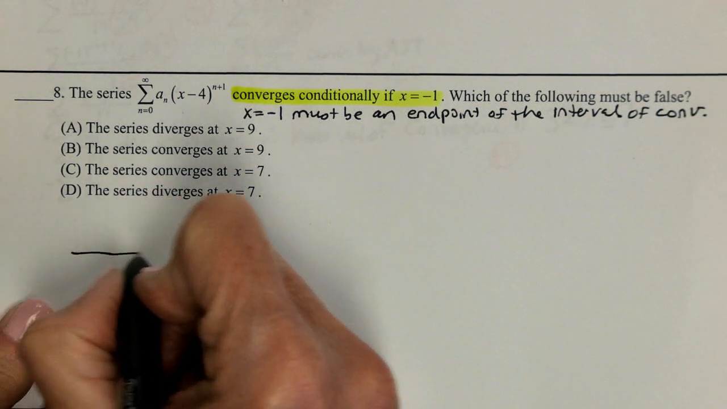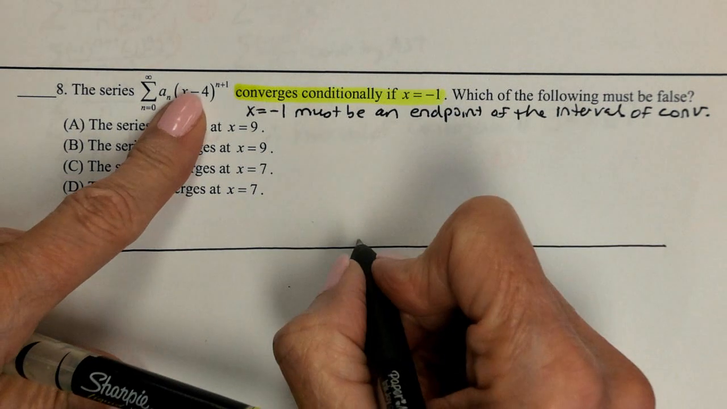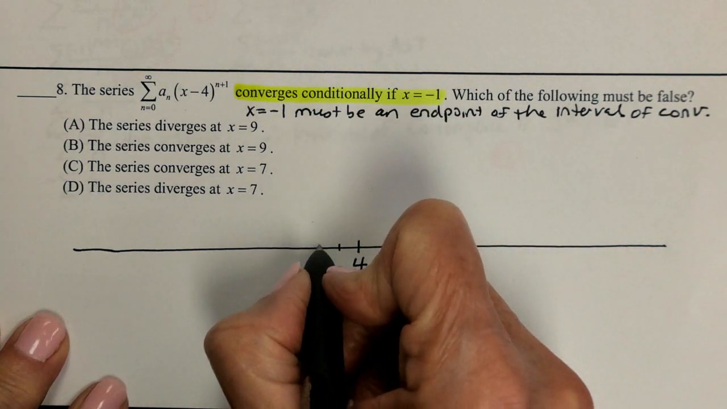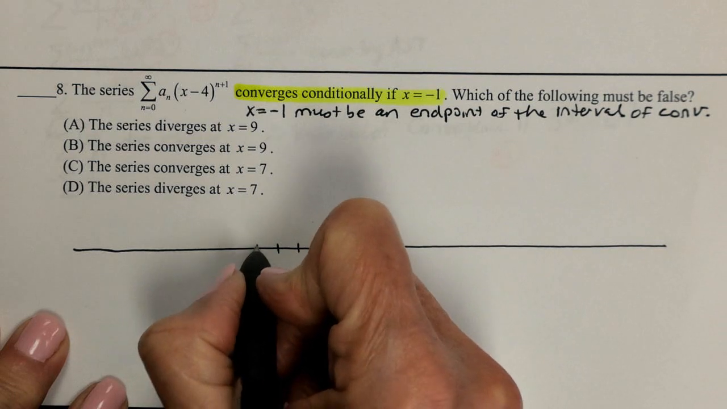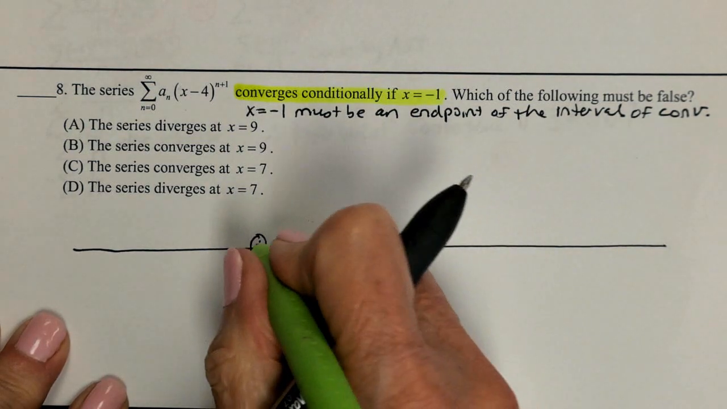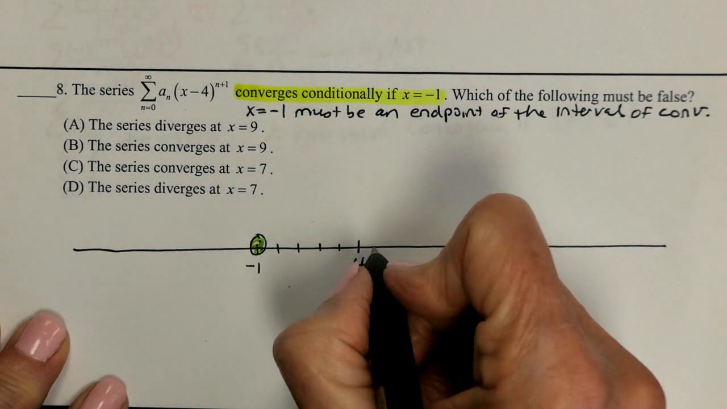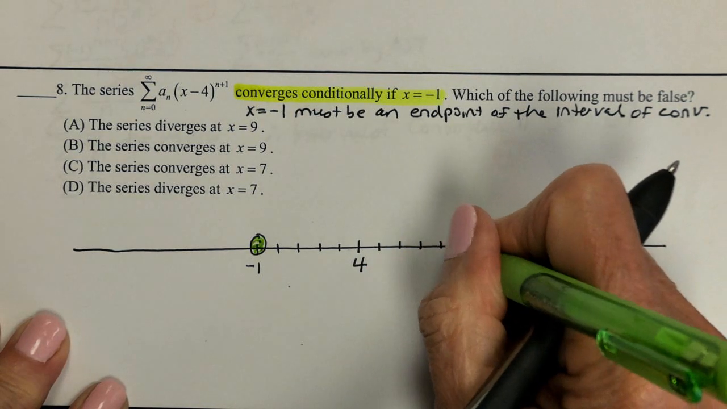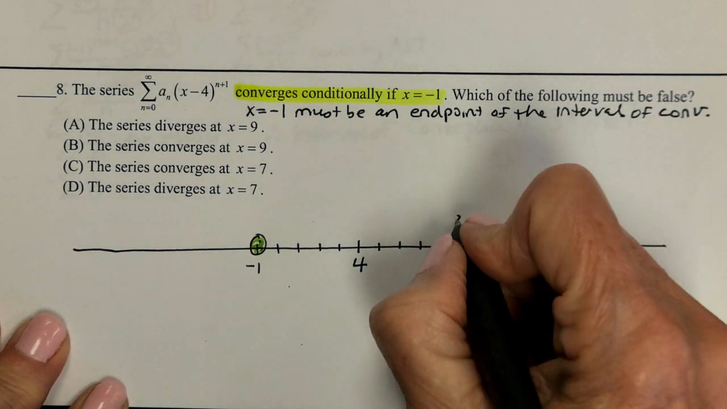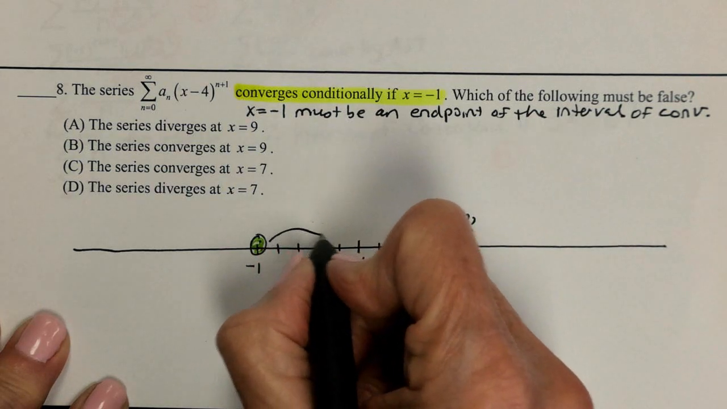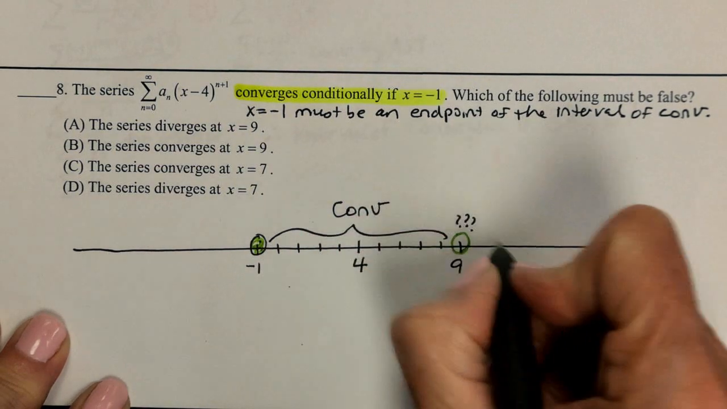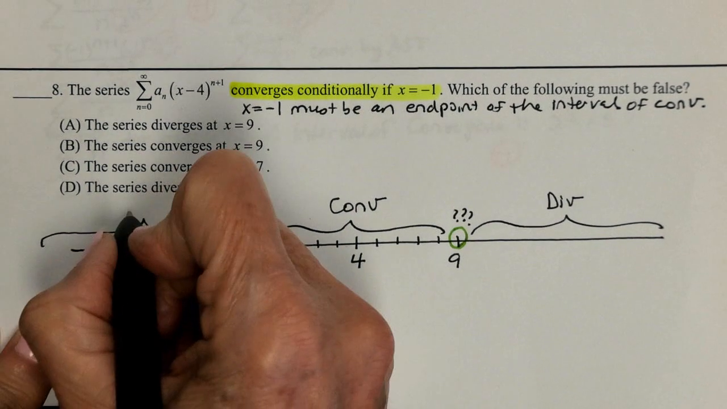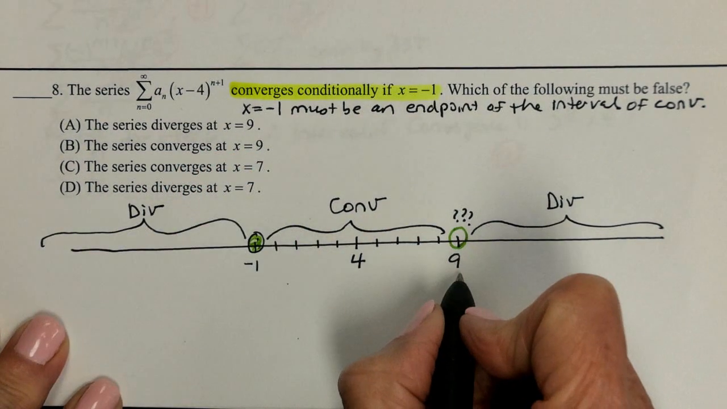Okay? So when I draw my number line here, my center is at 4. My end point is at -1. Okay? So my other end point must be at 9. Now, I don't know if I converge or diverge there. This is a question mark. But I know I converge here, and I know I diverge everywhere else. So the only number on this whole number line that I do not know is 9.